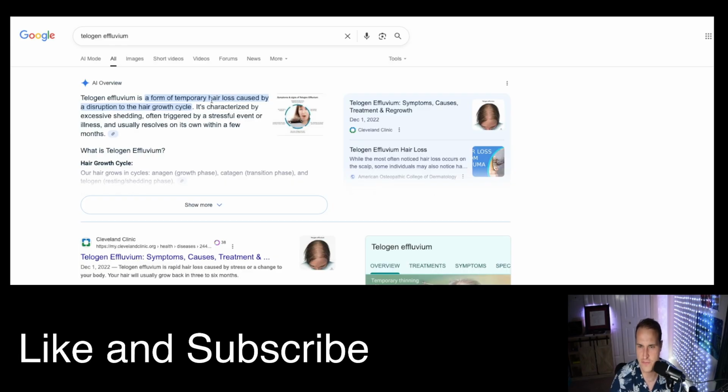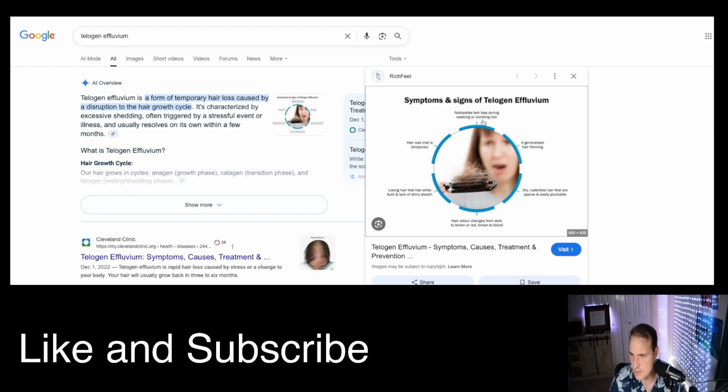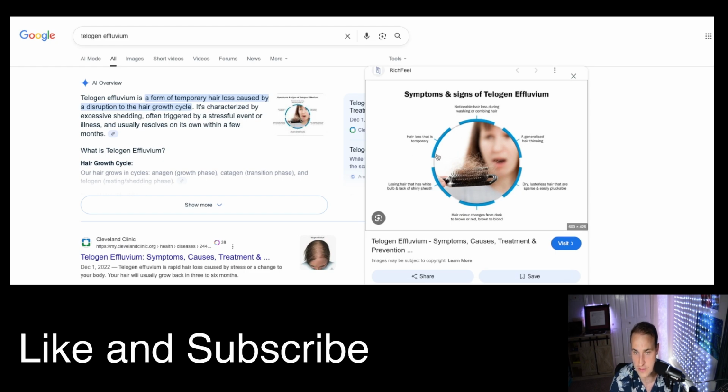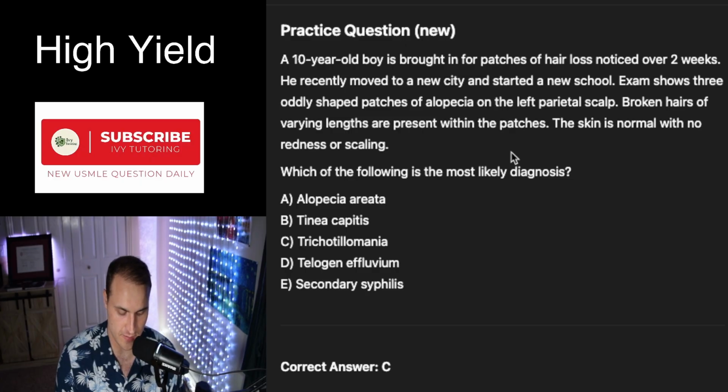Okay, apparently this is a form of temporary hair loss that's caused by disruption of the growth cycle. Just temporary hair loss. Wow, you learn something new every day. I would not have chosen that anyway, though. So basically now we know it's not D. We're doing a quick Google search. But I would never choose D as an answer, because on Step 1 there's actually kind of a good teaching experience here.